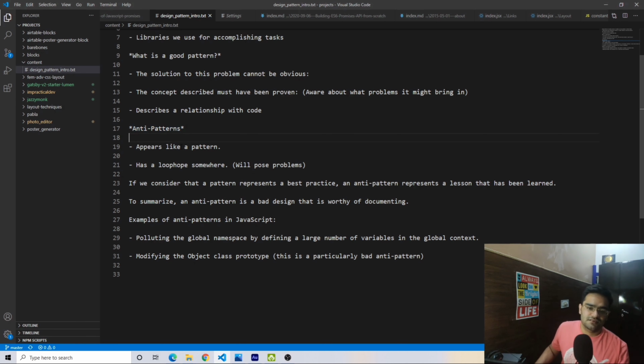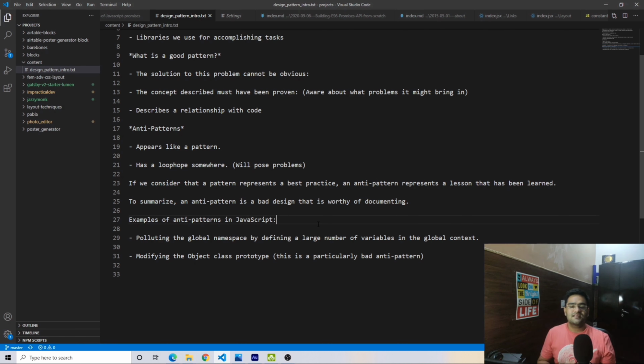Interesting, anti-patterns. So anti-patterns appear like a pattern, but almost always have a loophole somewhere and will pose problems. So they might look like a very elegant, beautiful solution to your problem, but might have some side effects. These anti-patterns are generally encountered while researching whether one pattern is good or not. So if we consider that a pattern represents a best practice, an anti-pattern represents a lesson that has been learned.